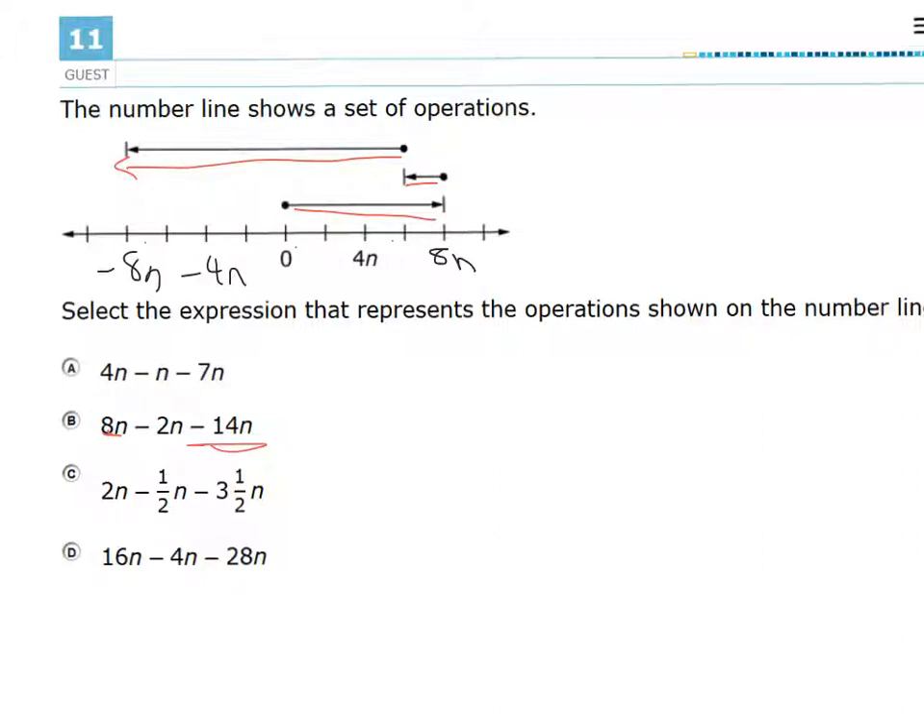Now for letter C, it says start at the origin with 2n. So we go from the origin to 2n, which would be right here. And we notice the arrow goes even further. It goes to 8n. So C is not our answer. And finally, for letter D, it tells us to start from the origin and go to 16n. Well, the line actually only goes to 8n. So it stops, and it cannot be letter D either. So the only possible solution is letter B.